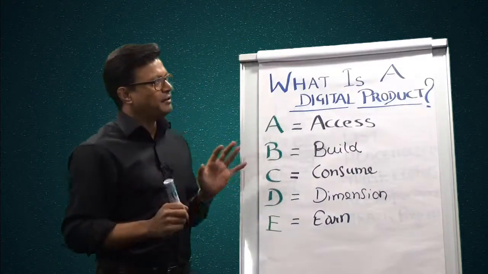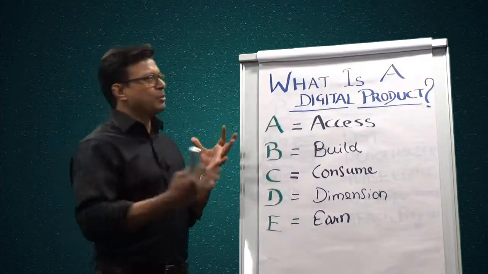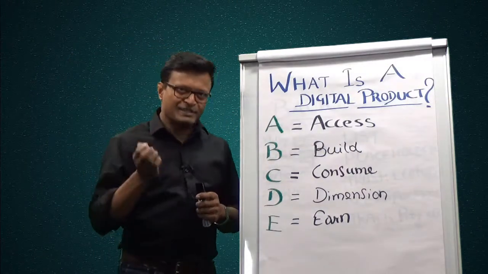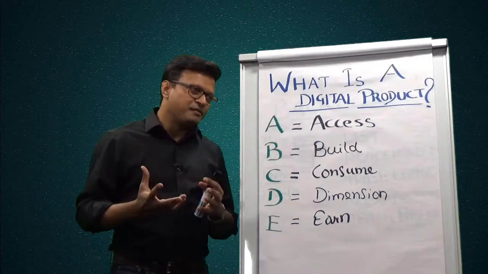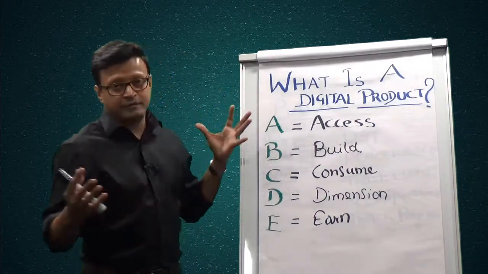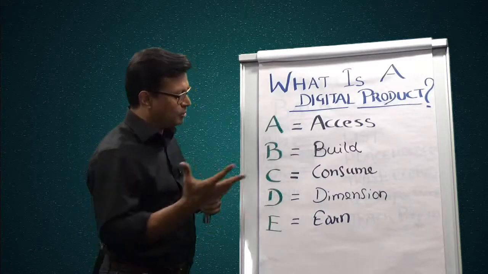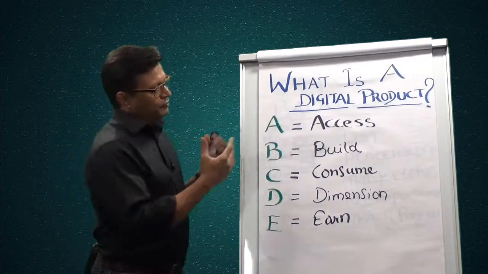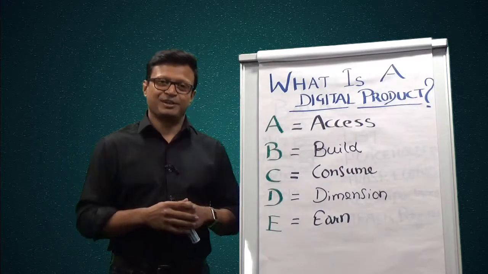So in a nutshell, as a discussion, I put this topic out: what is a digital product, and if we compare it with a physical product, where do we see the differences? And these are the 5 items that I just wanted to share with you, the A, B, C, D and E of looking at the characteristics of a digital product.